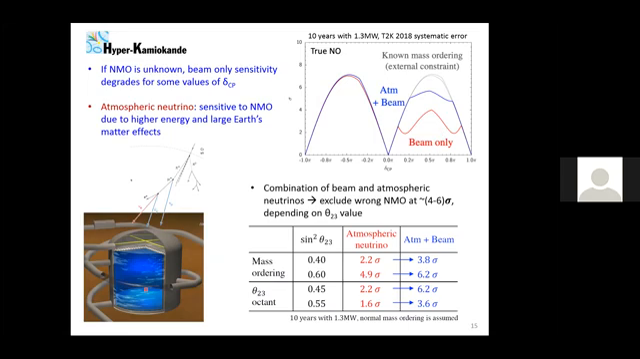In this case, because Hyper-K has a large target volume, in the atmospheric neutrino channel it can have sensitivity to the neutrino mass ordering, because the atmospheric neutrino has higher energy and larger Earth matter effects. So the combination of this beam and the atmospheric neutrino study will exclude the wrong ordering at about 4 to 6 sigma, depending on different theta 2-3 values. And this study will also compensate the sensitivity of the CP violation phase.